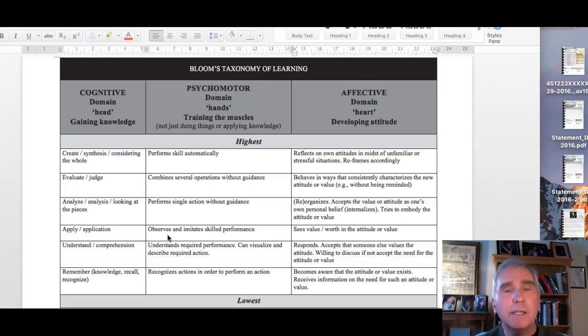So when you're designing your curriculum, the content of your curriculum, you should be paying attention to those three learning domains. What do the students have to know? What do they have to perform? What skills do they need to perform? And what sorts of attitudes do you want them to take away at the end of the course? It's all about the learner and those three domains.